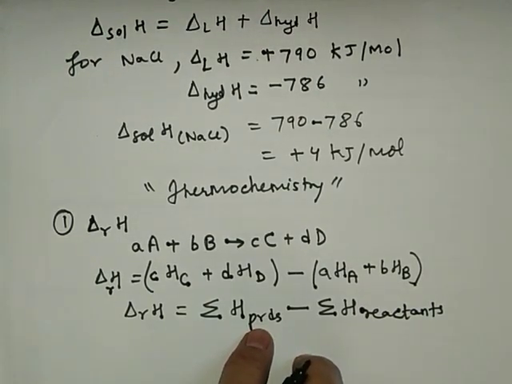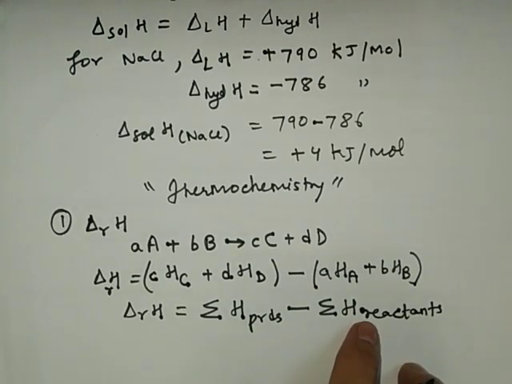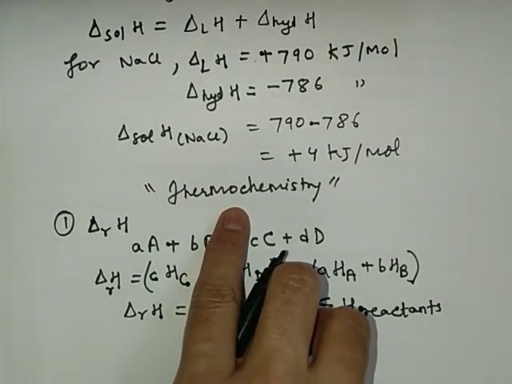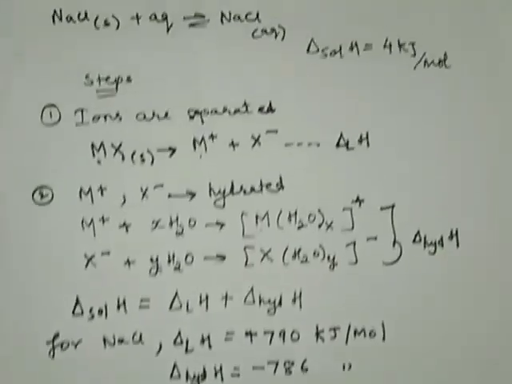So that was enthalpy of a chemical reaction. How will it be calculated? Total enthalpy of the products minus total enthalpy of the reactants. Okay, and what is thermochemistry? It is a branch of chemistry which deals with the study of enthalpy changes in chemical reactions. We will continue next time.